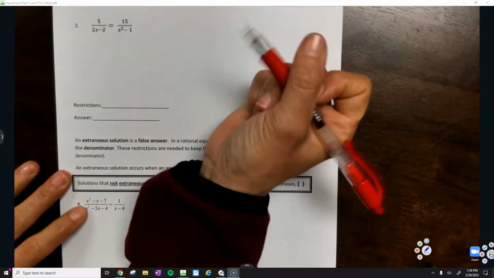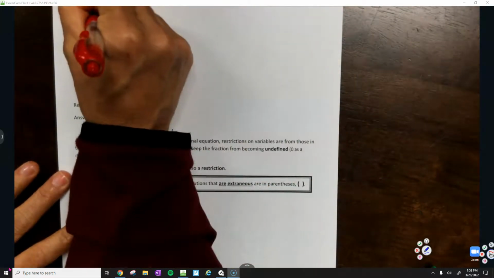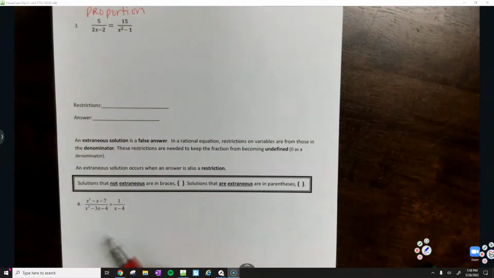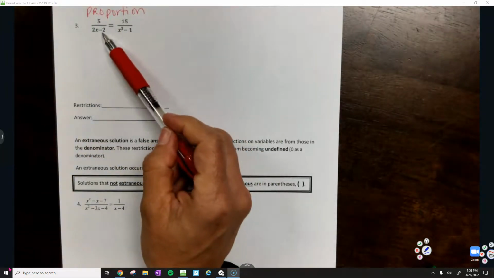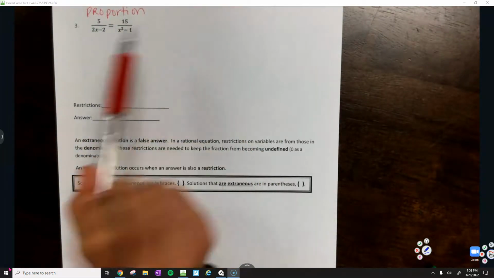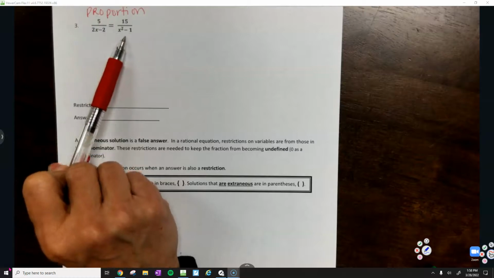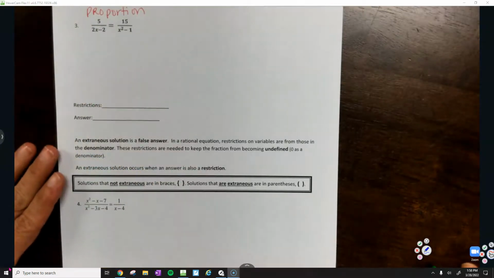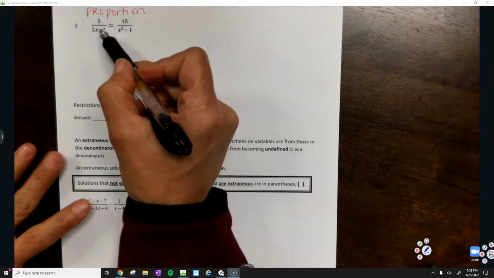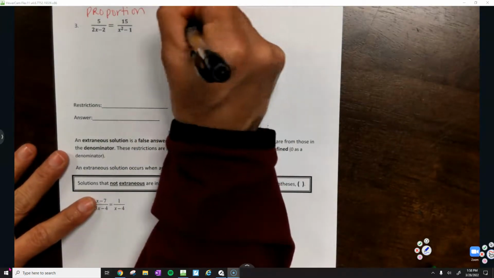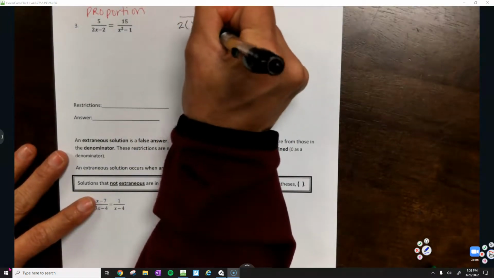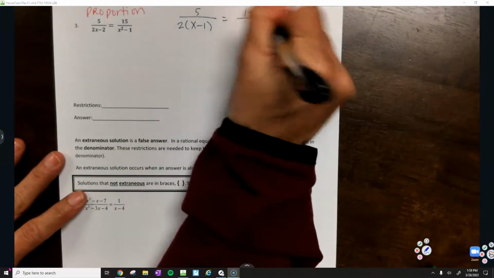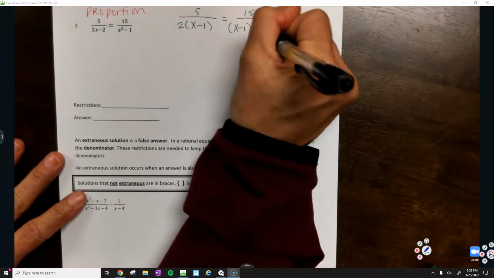3, y'all, these are 2 equal fractions. This is a proportion. And y'all could do the butterfly method, you know, where you do 2x minus 2 times 15 and then 5 times x squared minus 1, but that's actually more work than the LCD. So I am doing the LCD. So I got to factor first. So this is going to be 5 over 2 times x minus 1. And then on the other side is going to be 15 over x minus 1 and then an x plus 1.